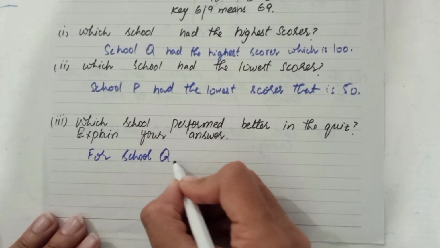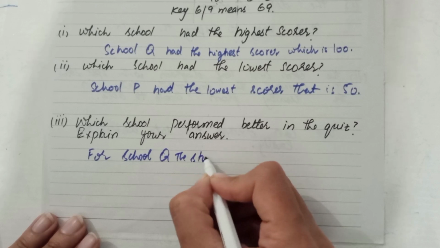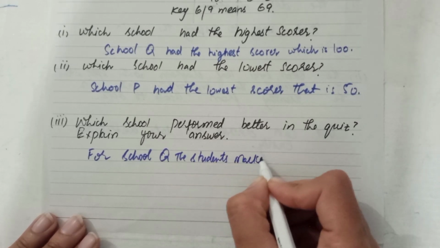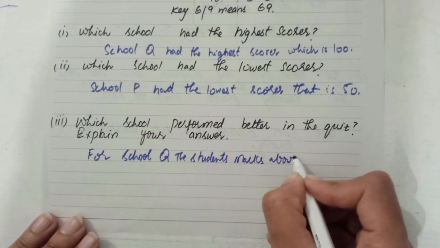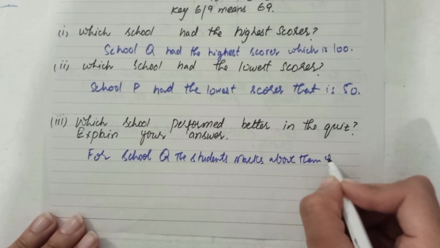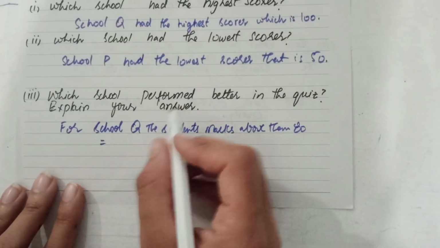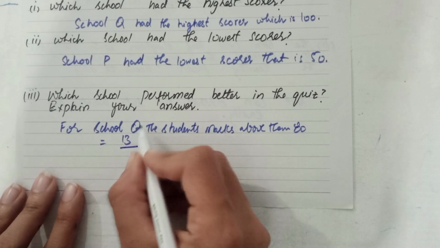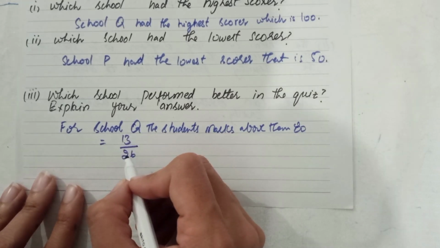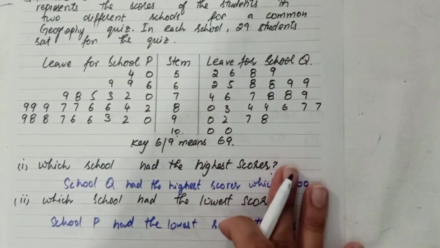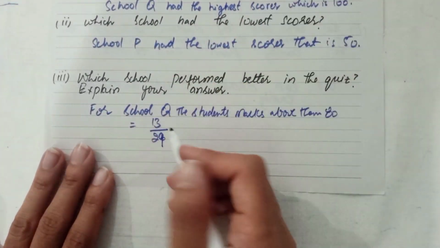For school Q, the students with marks above 80 is equal to 13. Total number of students is 26. Sorry, 29. Given 29 students, and that is 13 by 29.